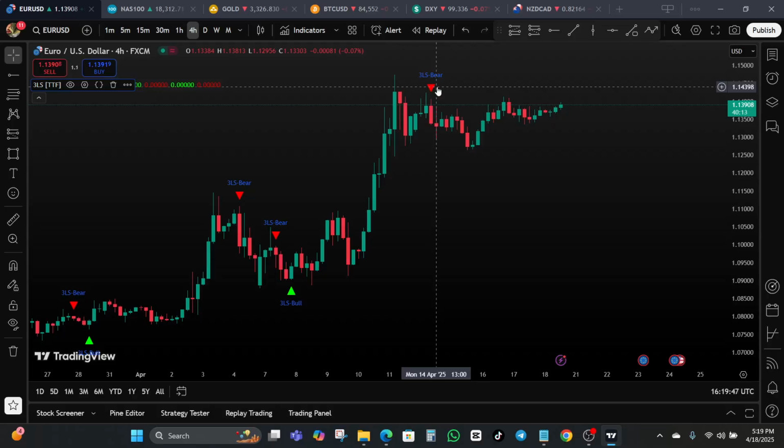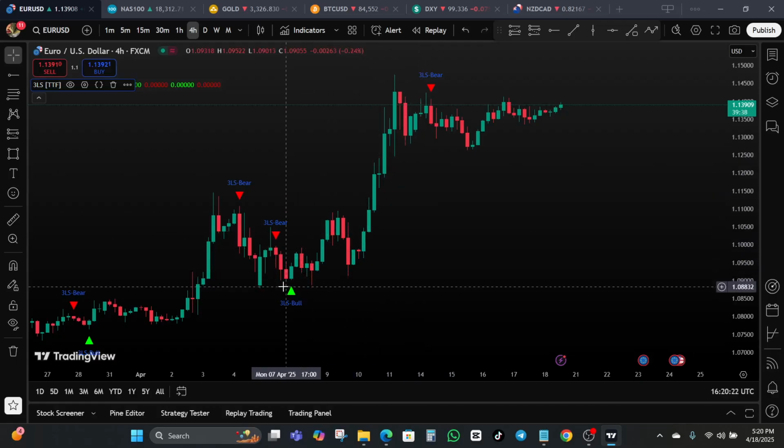Now, the three-line strike pattern consists of three candlesticks. The first candlestick is a small body, the second candlestick is a large body that completely engulfs the first candle. Then the third candlestick is a small body that closes within the range of the second candle. So the fourth candle is where the magic happens, when this candle closes above or below the previous candles.